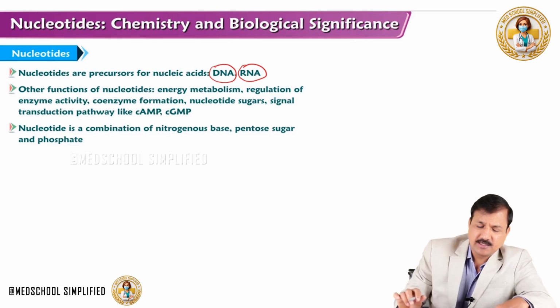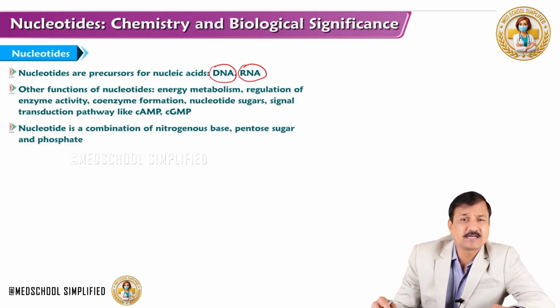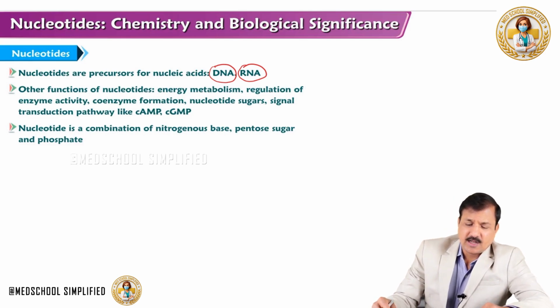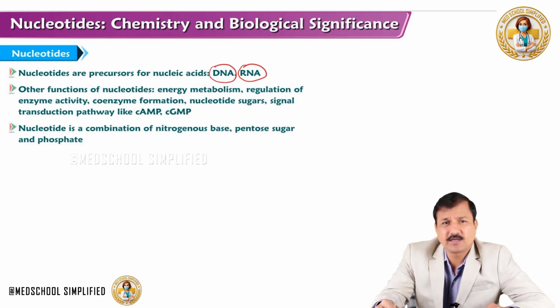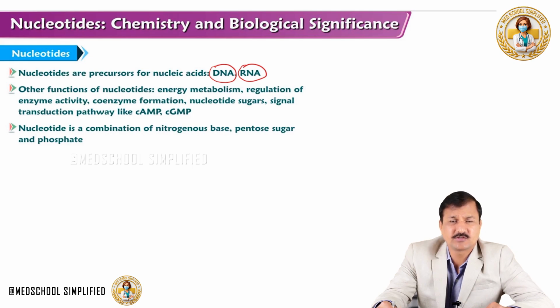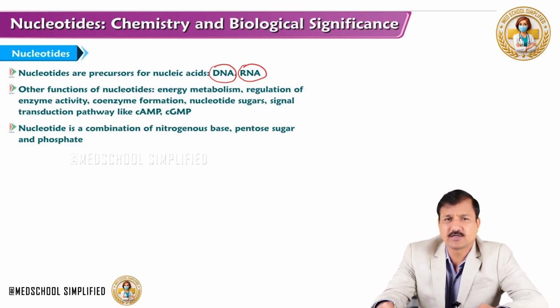They also participate in regulation of enzyme activity, like cyclic AMP, cyclic GMP molecules, and G protein coupled receptors, which are nucleotide associated molecules. Nucleotide sugars participate in biosynthetic reactions like glycogen synthesis, where UDP glucose is involved. UDP glucuronic acid, UDP glucuronate, participates in conjugation of bilirubin or detoxification of drugs. Like this, there are a variety of other functions of nucleotides in our cells.